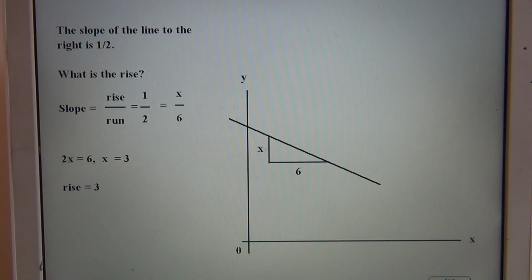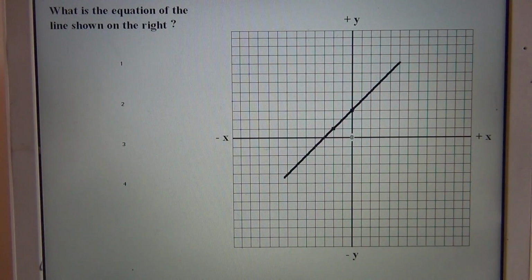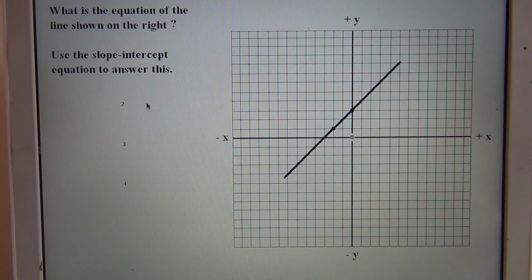Well, that's it for the y-intercept equation. Let's just go back and look at one more. Let's take this one again. What is the equation of the line shown? Okay, first of all, the line is positive. We know we can use the y-intercept equation. We know what the y-intercept equation is. Y equals m times x plus b, where m is the slope. B is where the line intersects the y-axis.